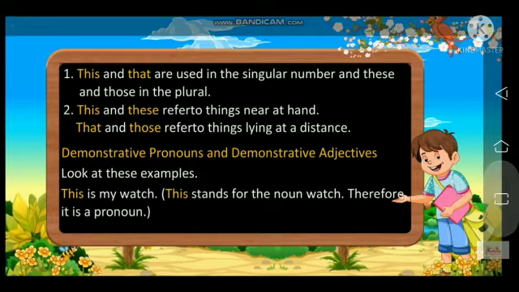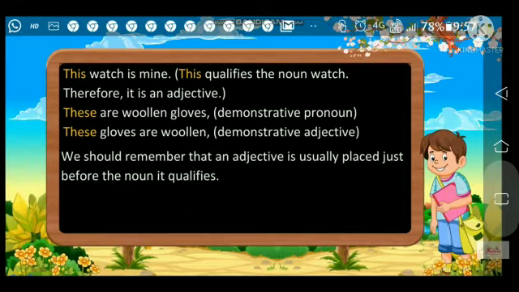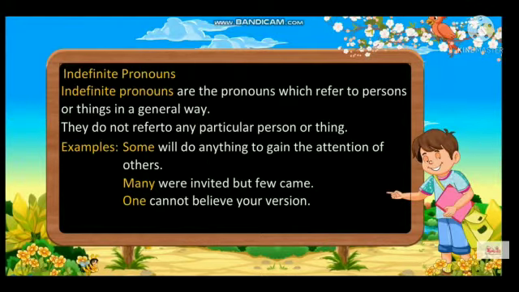See the examples. This is my watch. Now this stands for the noun watch. Therefore it is a pronoun. This watch is mine. This qualifies the noun watch. So it is an adjective. Now these are woolen gloves. It is a demonstrative pronoun. These gloves are woolen. This is a demonstrative adjective. So we should remember that an adjective is usually placed just before the noun it qualifies.